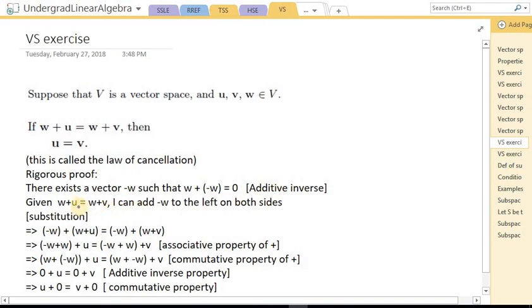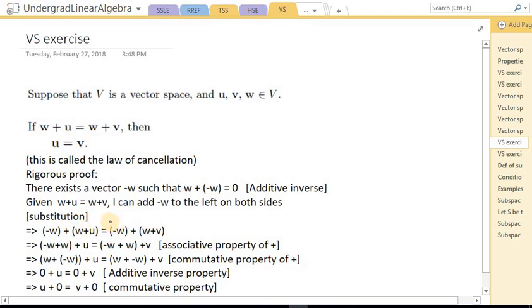All right. So given W plus U equals W plus V, I can add minus W on the left on both sides. Whenever you have two things equal, you can always do the same thing to both because you're basically substituting one expression for the other expression. Okay? So I can add minus W to the left on both sides. That would give me minus W plus U equals minus W plus V, because I started with W plus U equals W plus V and I added minus W to both sides.